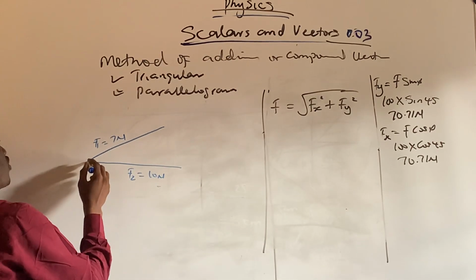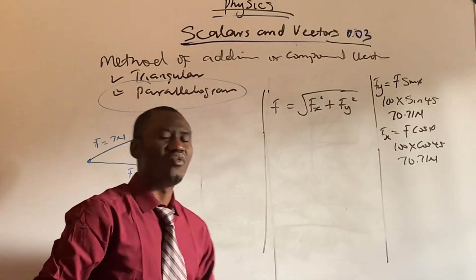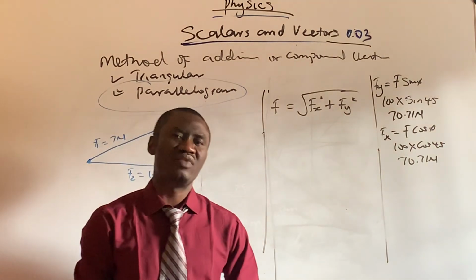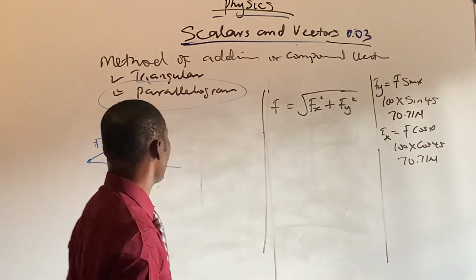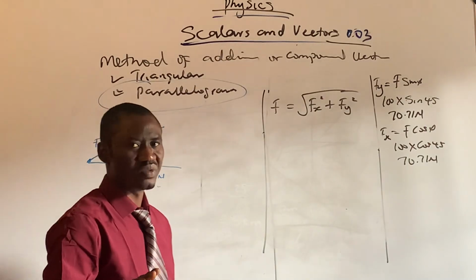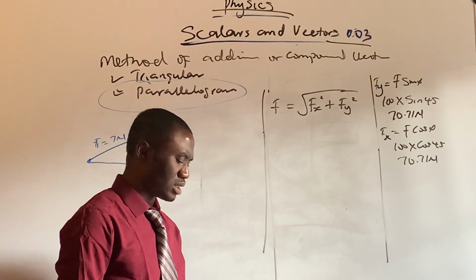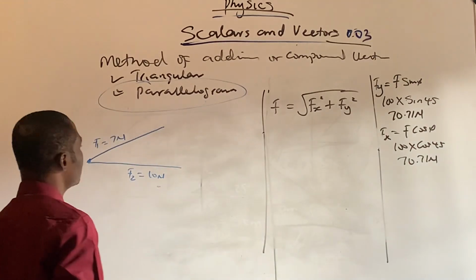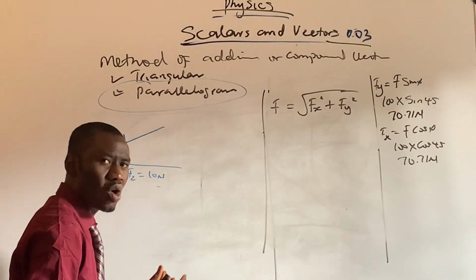Now, before we start solving under the parallelogram method of adding vectors or compounding vectors, we need to state the law of parallelogram. You see, to state the law of parallelogram, you don't need to cram those things. Just know the shape of a parallelogram and I'll tell you how to state the law. Now, you have this parallelogram, meaning that there are two sides of equal value.